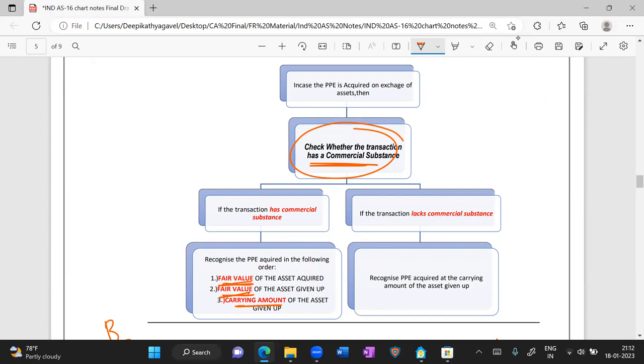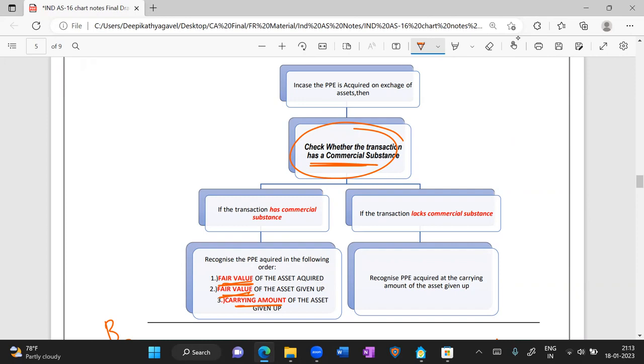Right? In case the transaction has commercial substance, in the following order you need to see how you can record the asset. First, you will see whether you can find out the fair value of the asset that is being acquired. Second, you will see whether you can find out the fair value of the asset that is being given up. If you are not able to determine either fair value, then you will go for the carrying amount of the asset that is given up, which will obviously be present in your books.